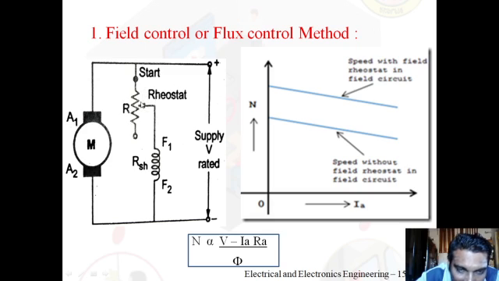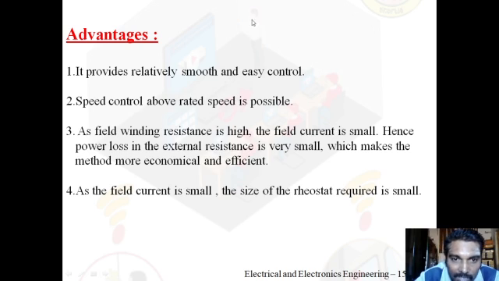Ish is the current which is flowing through this. The loss in this resistance is Ish square R loss. It is very less because Ish is less. Therefore, this method is a more economical and efficient one. Whenever the losses are less, automatically the efficiency of the machine or the system will be good.